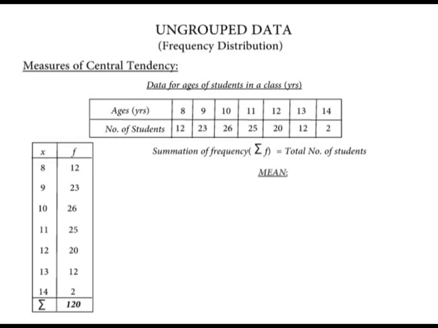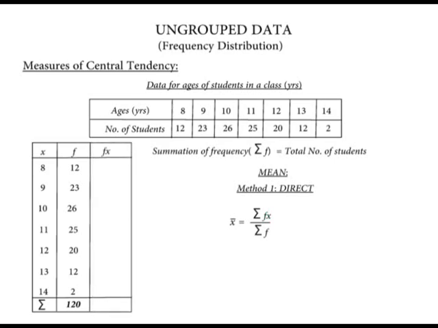Mean. The mean for a frequency distribution is given by 2 methods. 1, the direct method, and 2, using an assumed mean. Let's start with the direct method. In the direct method, mean is equal to summation of fx over the summation of f. From this formula, it means we need another column of fx. That is, we multiply each observation by its corresponding frequency. So these are the observations and their corresponding frequencies.